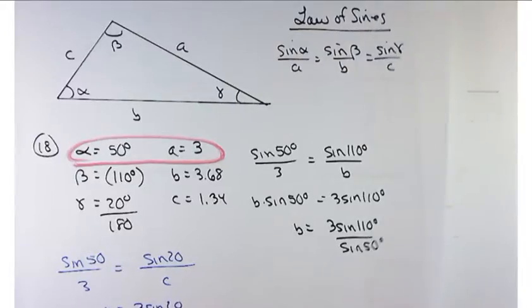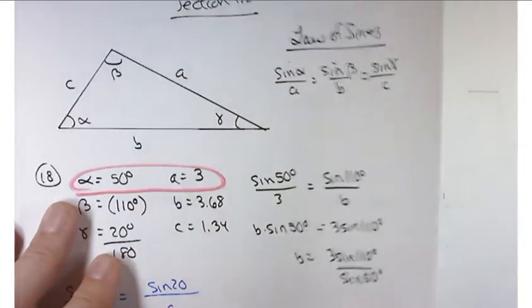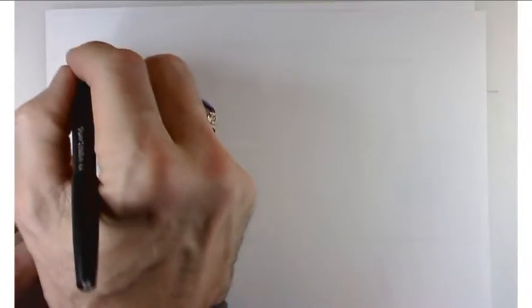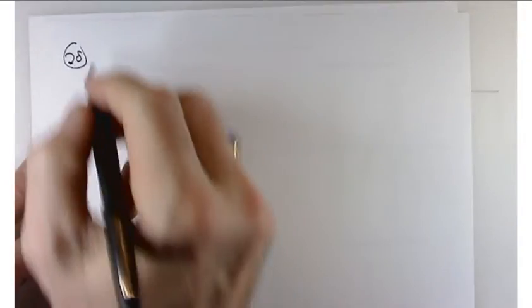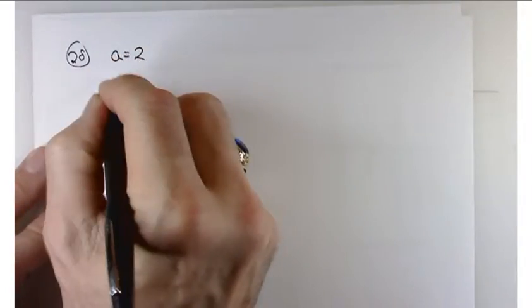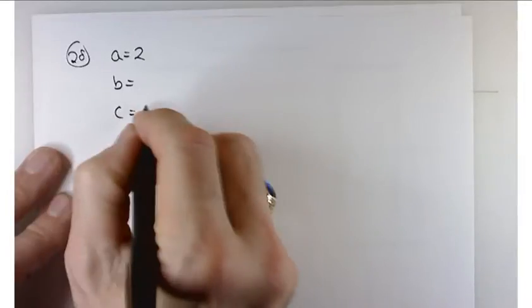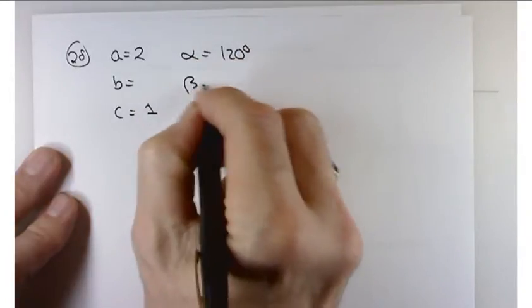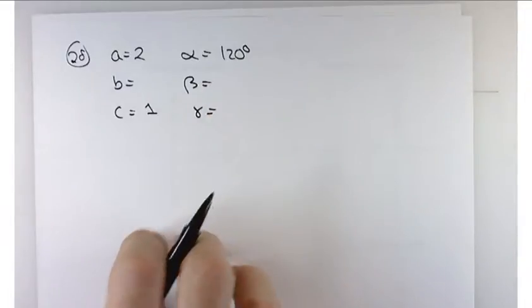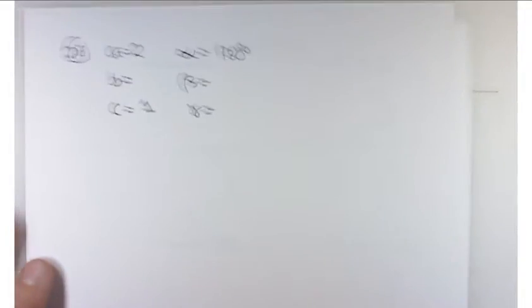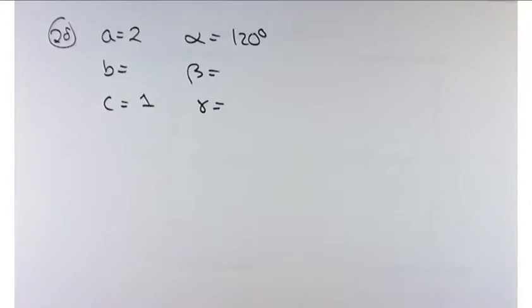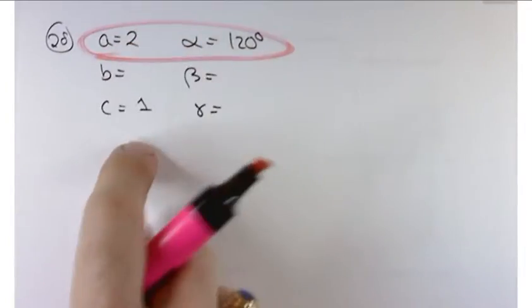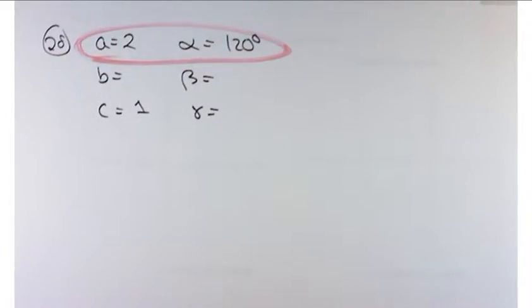Let's try problem number 28. So this one's going to be a little bit different than the last one in terms of how we solve this. A equals 2, B is unknown, C is 1, alpha is 120 degrees. Okay, well, the good news for us is that we've got an angle and opposite side pair right here. And since we got one other piece of information, that means we can at least make some progress using the law of sines.